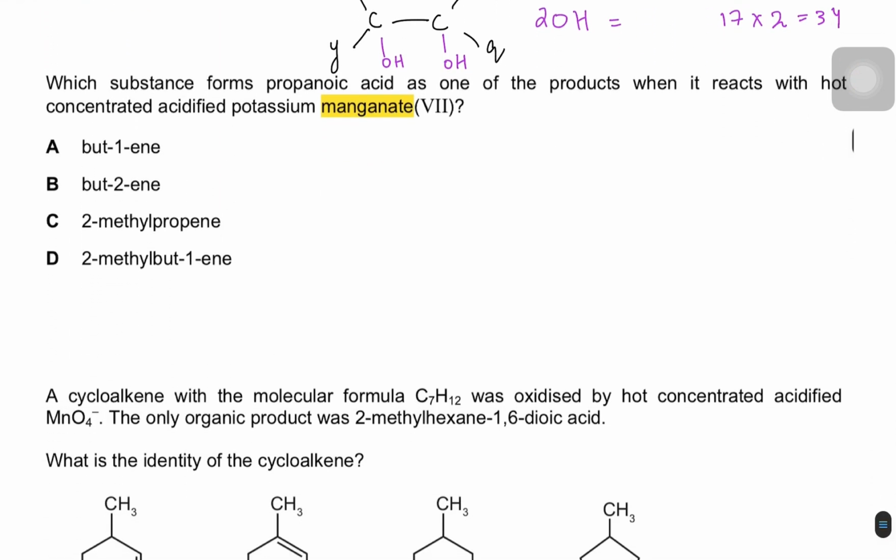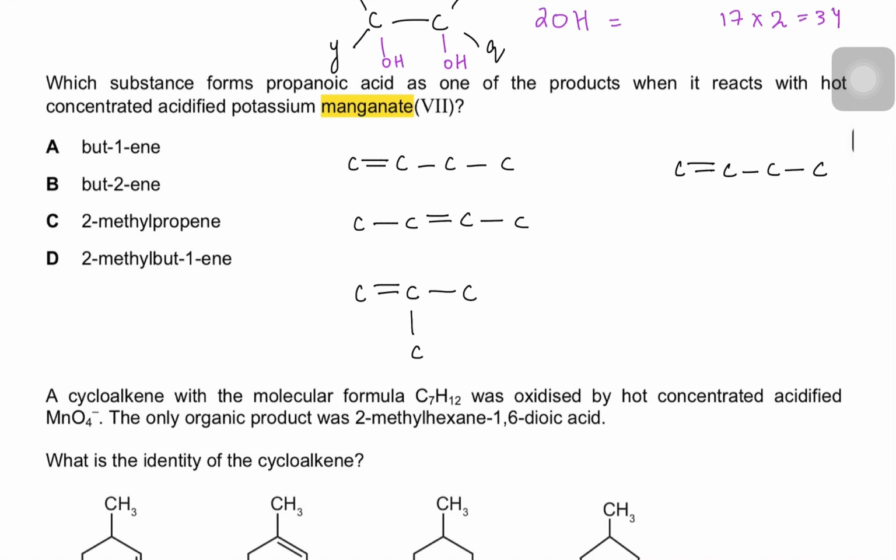Let's look at another MCQ. Which substance forms propanoic acid as one of the products when it reacts with hot concentrated acidified manganate 7? I would suggest making the structure of all these options without the hydrogens obviously, and then figuring out how the product would be made. For option A, it's 4 carbons and there's a carbon-carbon double bond on carbon 1. For option B, again 4 carbons, but the carbon-carbon double bond is in the middle. For option C, propene, and the methyl means the second carbon has a branch. And for option D, it is butene, but-1-ene basically, so carbon-carbon double bond on position 1 and carbon 2 has a methyl.